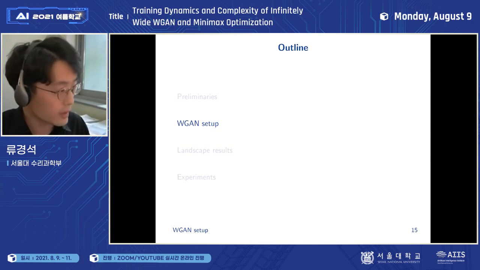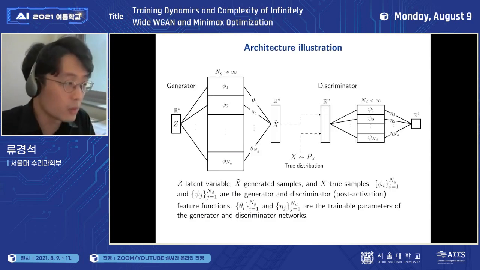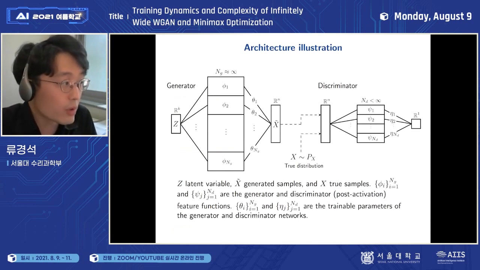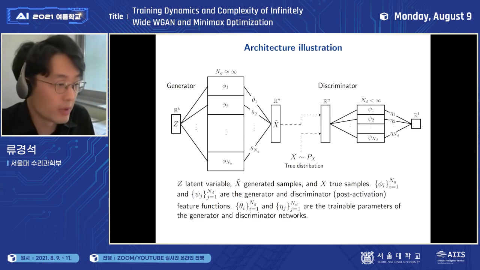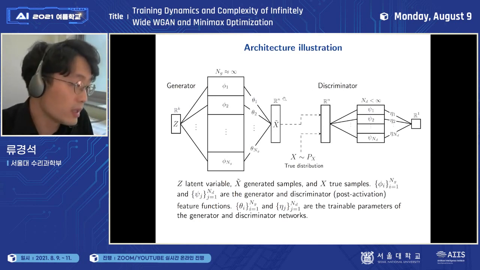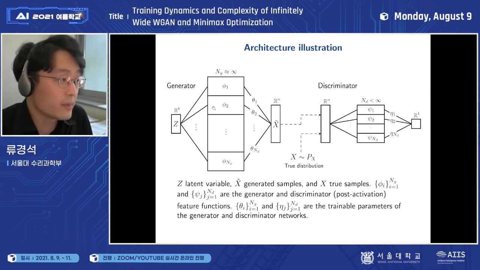Okay, so then let me quickly describe the WGAN setup that I will be analyzing. When I present work on minimax optimization or GANs, the setup is always a little bit more difficult because there are twice as many parameters, twice as many notations to explain. But let me do so quickly. So this is the architecture. There is the generator, there is the discriminator. In this setup, the generator has a very wide width, or it actually has an infinite width. Both the discriminator and the generator are two-layer neural networks.